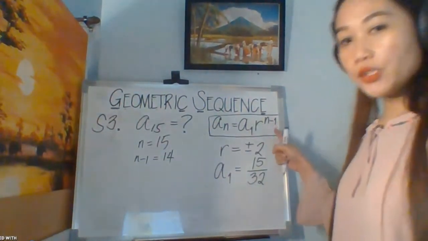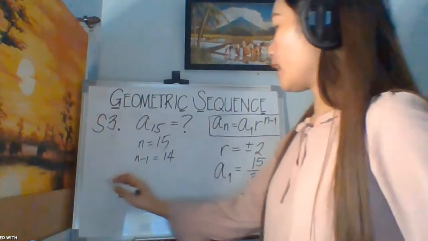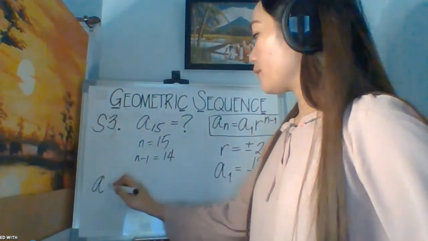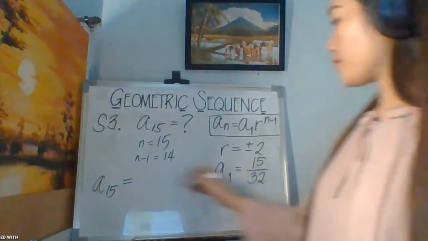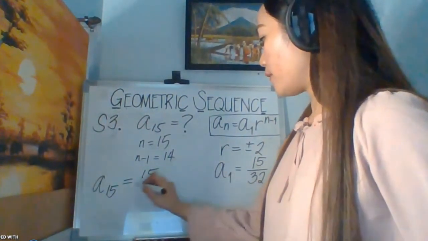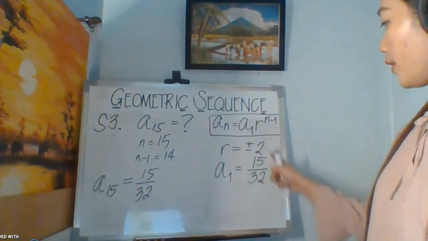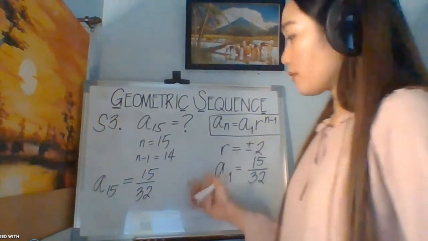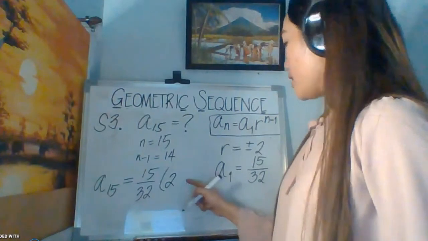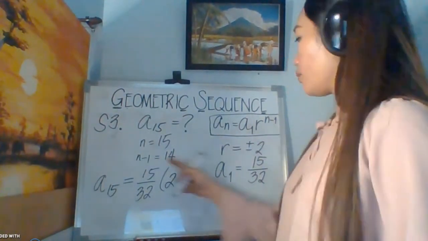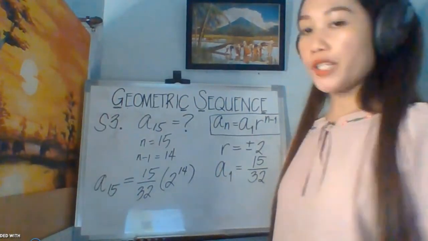Let us now substitute into our general rule. So a sub 15 equals a sub 1, which is 15 over 32, multiplied by our ratio, which is positive or negative 2. Let us use positive again. 2 raised to n minus 1, which is 14. So we have 2 raised to 14.